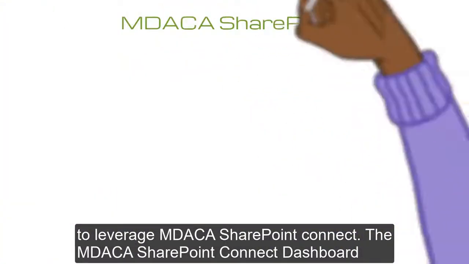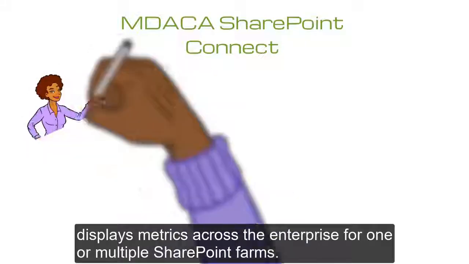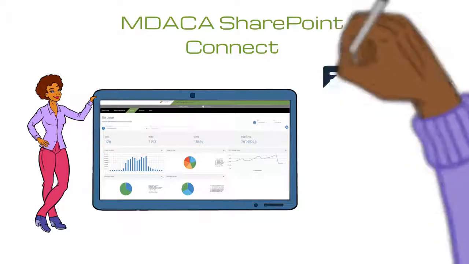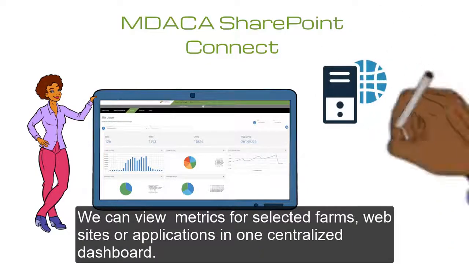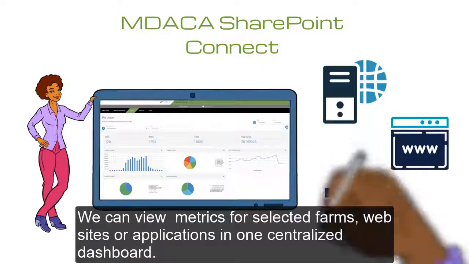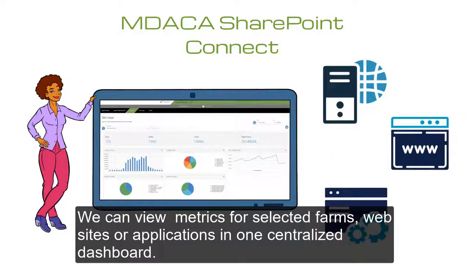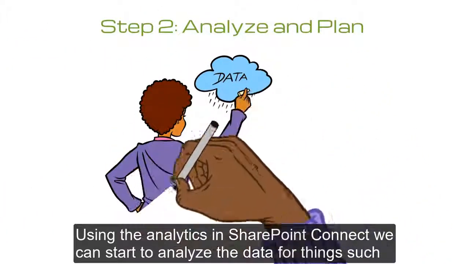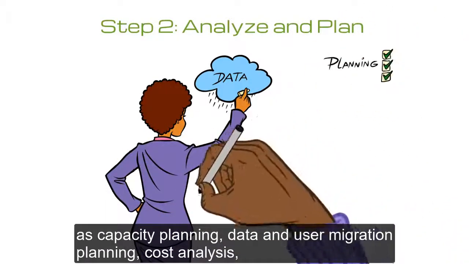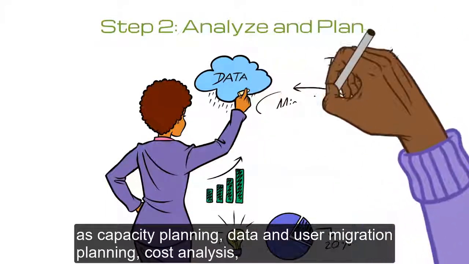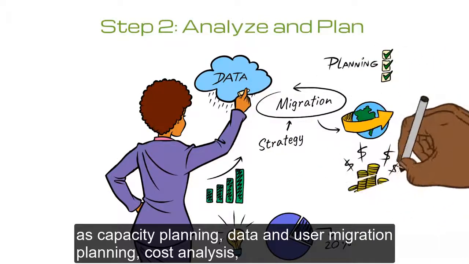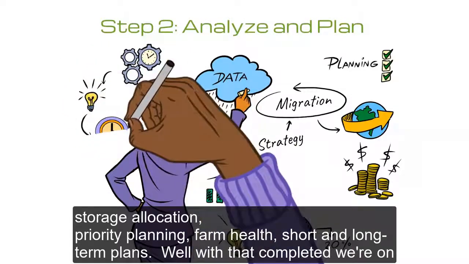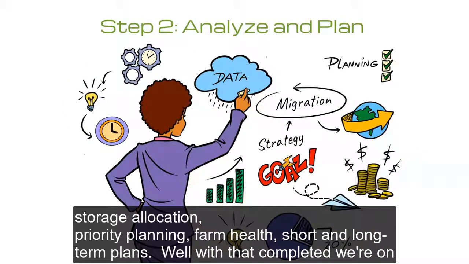The MDACA SharePoint Connect dashboard displays metrics across the enterprise for one or multiple SharePoint farms. We can view metrics for selected farms, websites, or applications in one centralized dashboard. Using the analytics in SharePoint Connect, we can start to analyze the data for things such as capacity planning, data and user migration planning, cost analysis, storage allocation, priority planning, farm health, short and long-term plans.